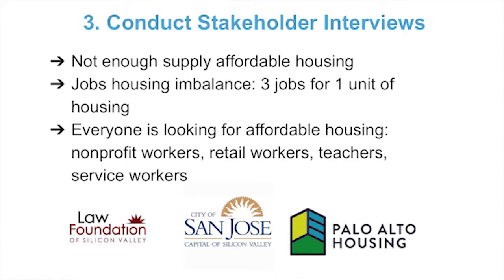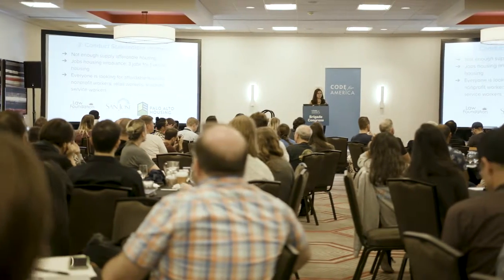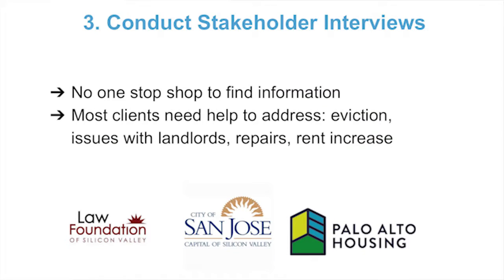And we also conducted stakeholder interviews. We met with the City of San Jose Housing Department, the Law Foundation of Silicon Valley, and Palo Alto Housing. And what they informed us was that there's a jobs and housing imbalance. For every 3 jobs, there's 1 home. And there's no one-stop shop to find this information. A lot of their clients really struggle to get information about how to fight evictions or how to address rent increases, or are their rent increases even legal?